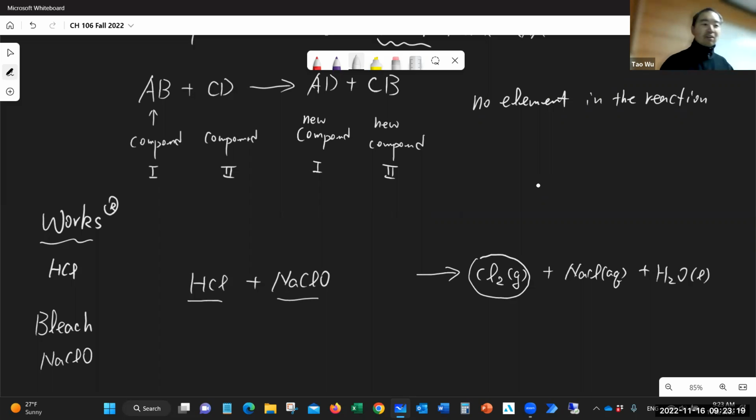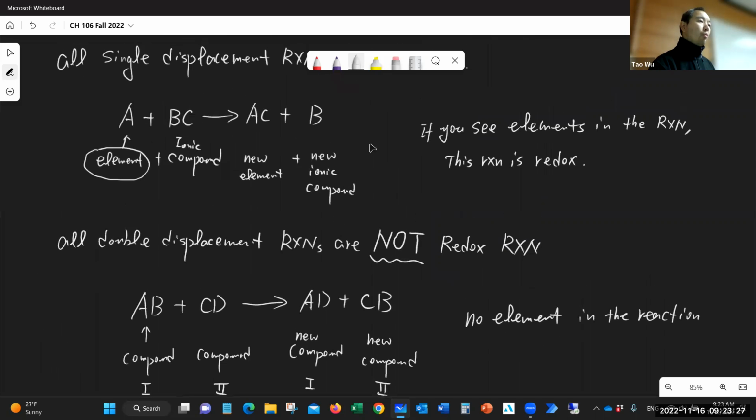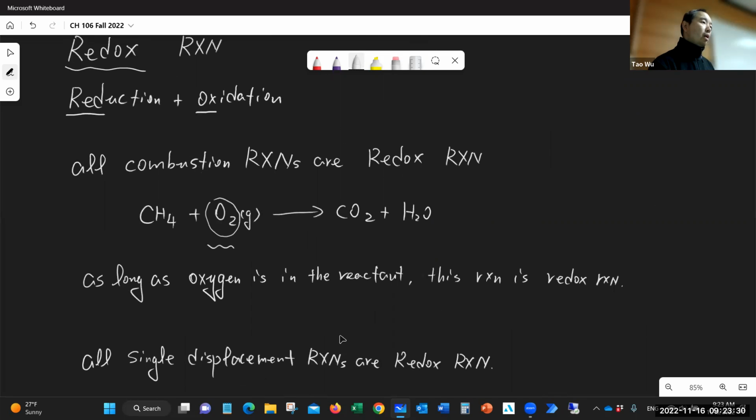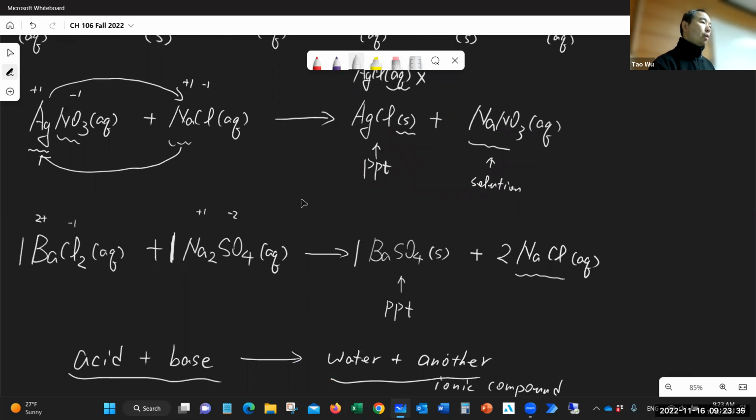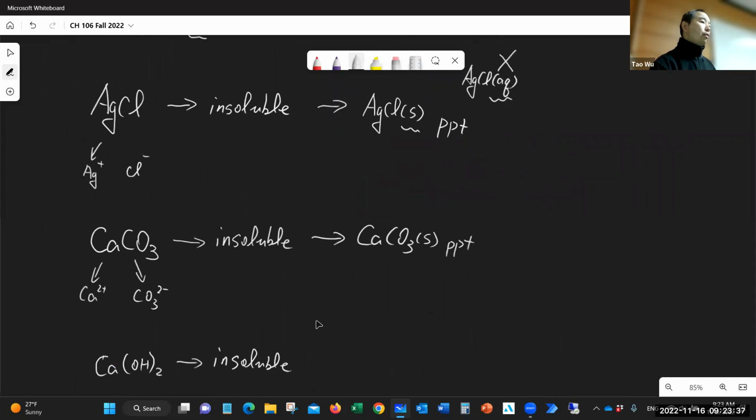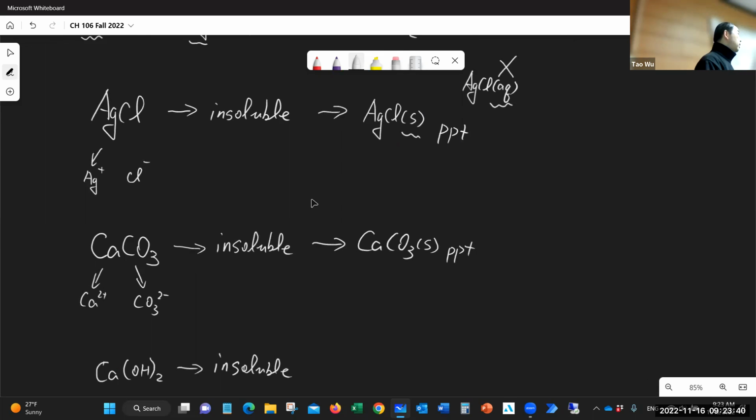All right, so this is the chemical reactions. Let me review what we learned. Today we talked about what solubility is, and how, based on the solubility chart and the formula, you can figure out which compound is soluble and which is insoluble. Soluble means it will dissolve in water and become the aqueous phase. Insoluble means it will be a solid coming out of the solution, which is a precipitate.